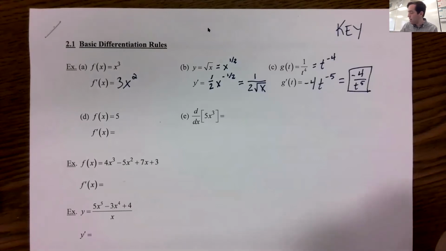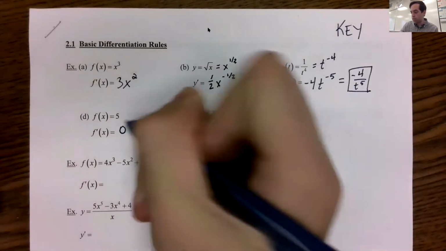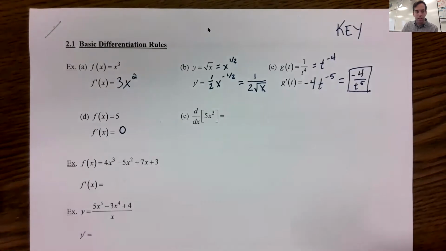Letter D, f of x equals 5. Anytime you just have a constant, think about what that graph looks like. It looks like a horizontal line straight across. What's the slope of that line? The slope is 0, and the derivative of a constant is 0.